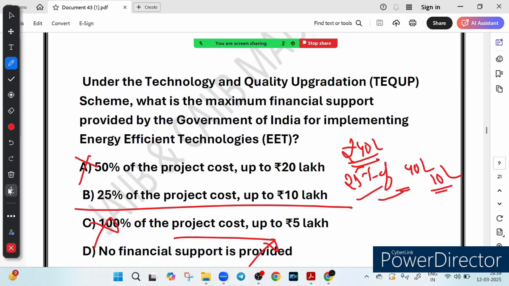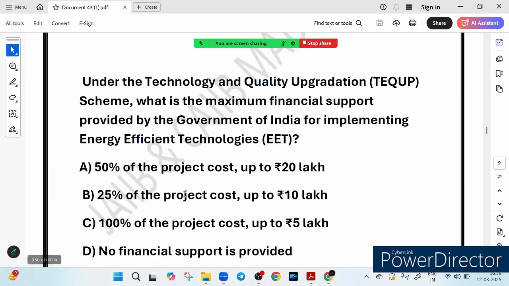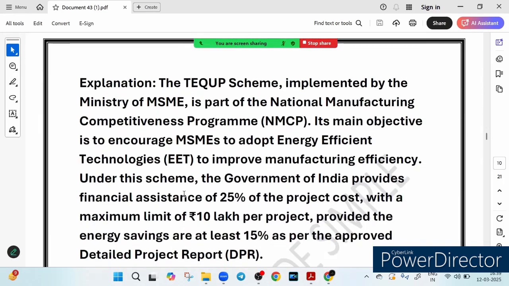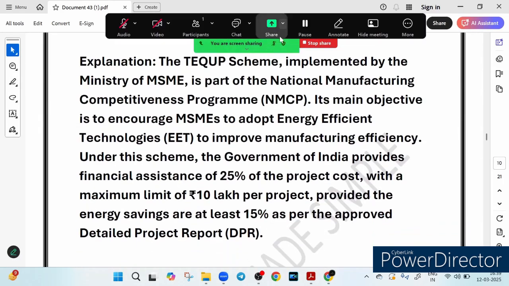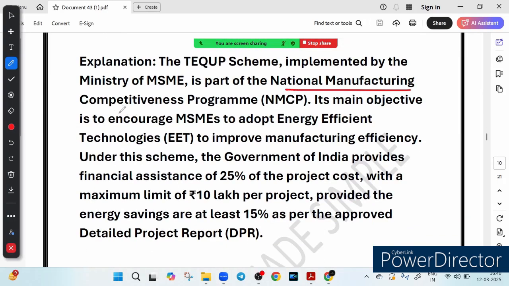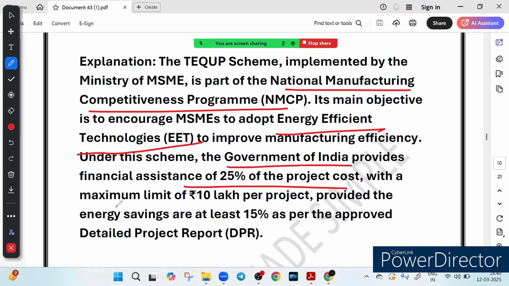So what we learned from this question, let's summarize finally. This TECHUP scheme is a part of NMCP. What is NMCP? National Manufacturing Competitiveness Program. First point. Second point, it helps MSMEs adopt EET, that is energy efficient technology. Third point, the government provides 25% of the project cost up to rupees 10 lakh. Fourth point, the project must show at least 15% energy saving as per the DPR, the detailed project report, right? I hope that makes sense to you.